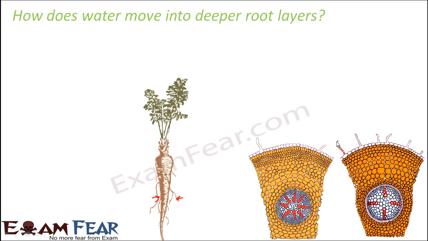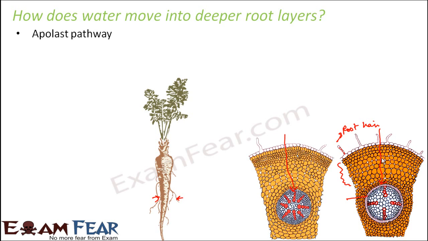So this is your root hair. Then you have the ground tissue. Then you have the endodermis here. And then you have your xylem and phloem. These red and white structures which you see represent xylem and phloem. So water has to travel through all these. Now how will water enter into these deeper root layers? That is a challenge now.